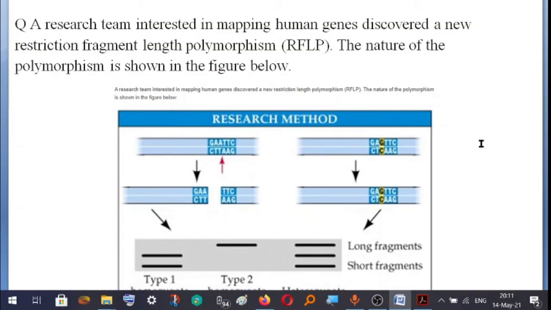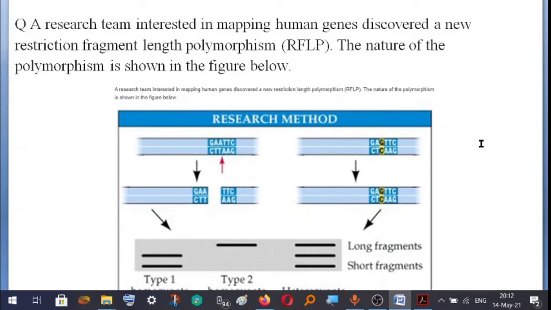This is Shashikant. Today we will be discussing restriction fragment length polymorphism, which is also called RFLP in short. We will start with a question, and in this question we will discuss the loci of a gene that causes a disease that is linked with the RFLP.